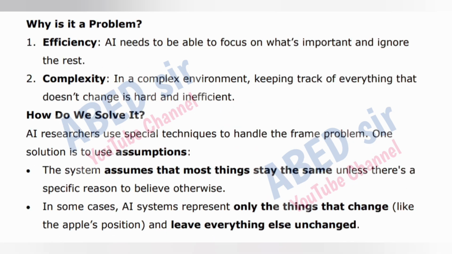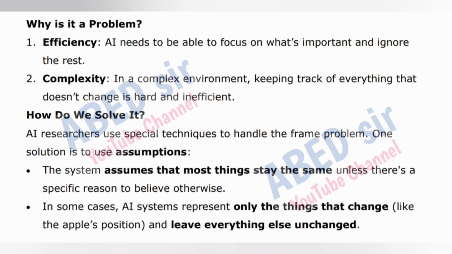Why is it a problem? 1. Efficiency. AI needs to be able to focus on what's important and ignore the rest. 2. Complexity. In a complex environment, keeping track of everything that doesn't change is hard and inefficient. How do we solve it?